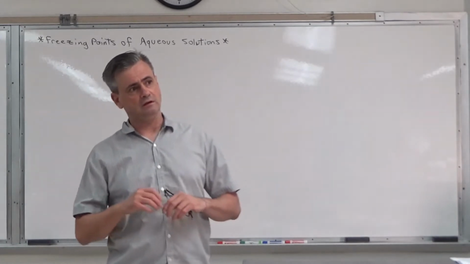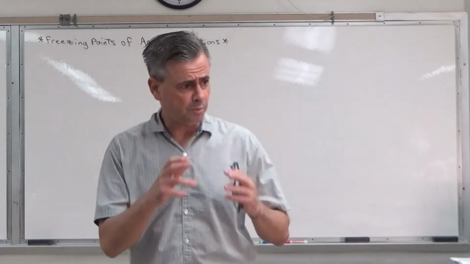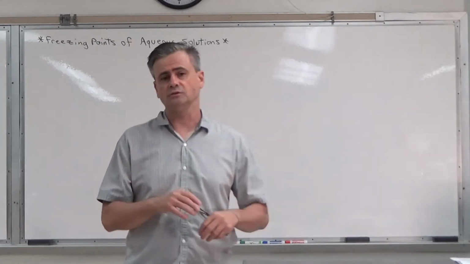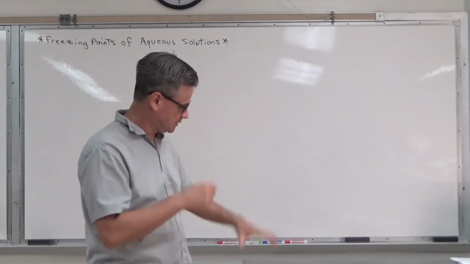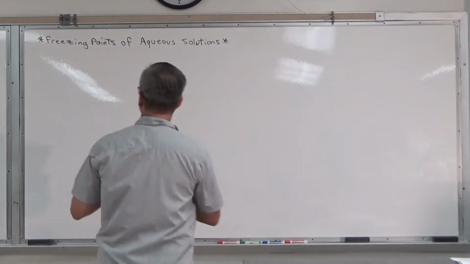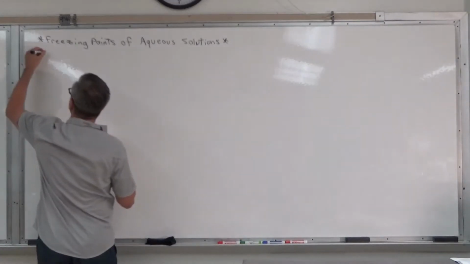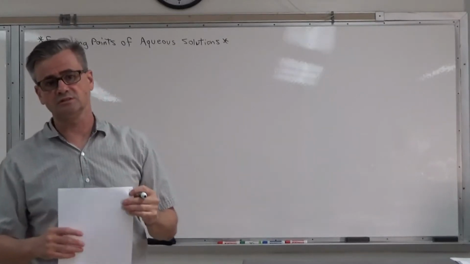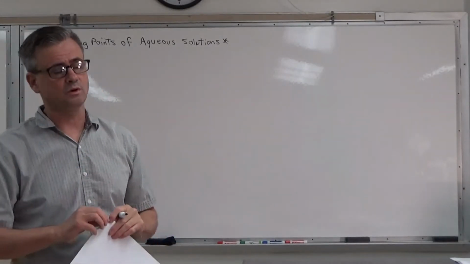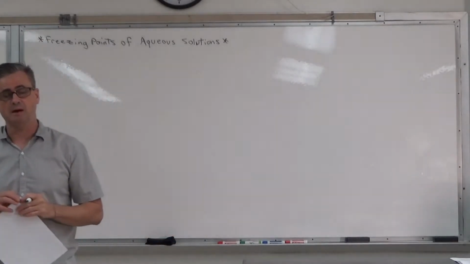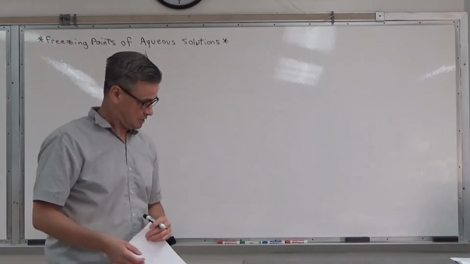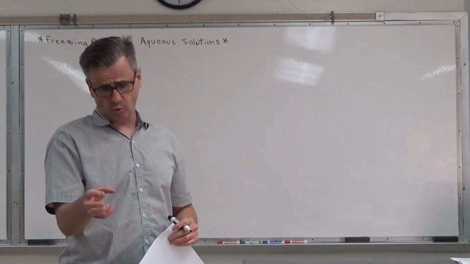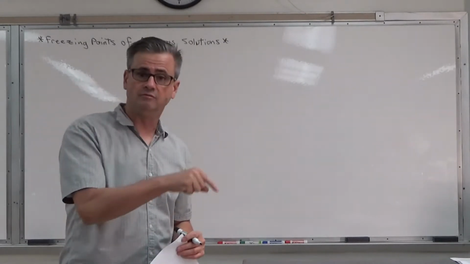So if a property is affected only by the number of particles, that is called a colligative property. So this is the freezing point, and as we're going to see, freezing point is one of these things that is changed by having something dissolved in it. The freezing point of a solvent is different from the freezing point of a solution made from that solvent.